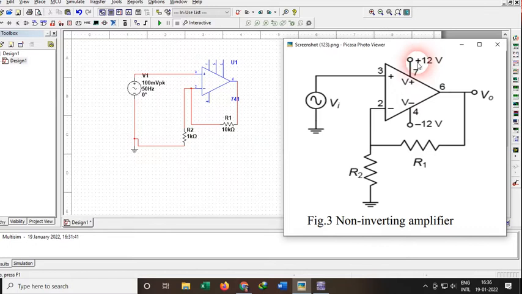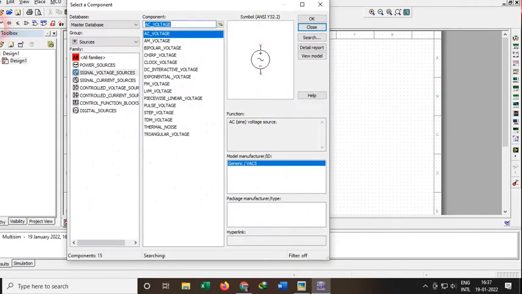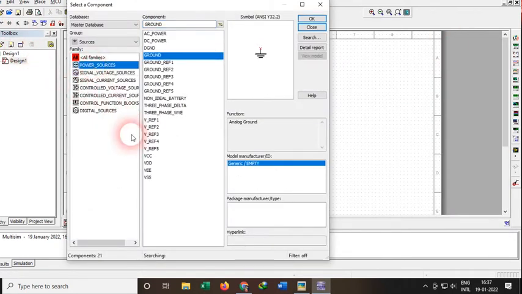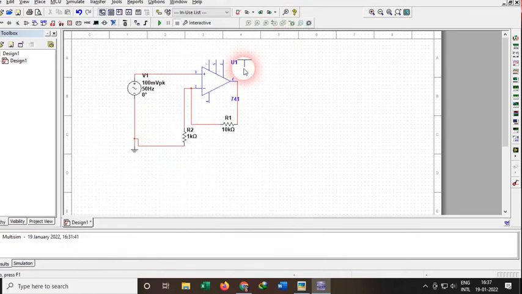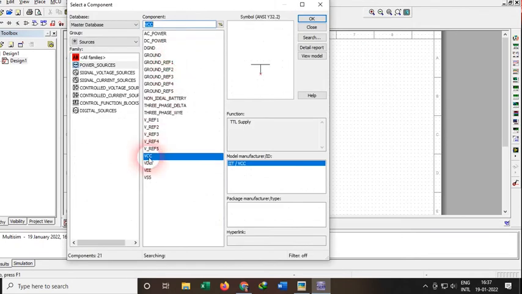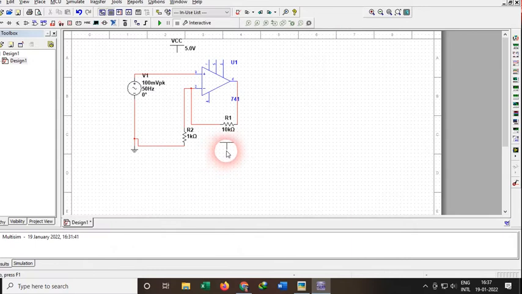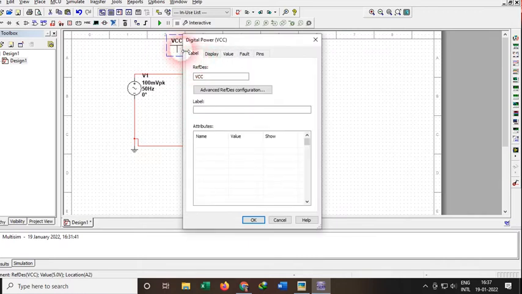Now I need to give plus 12 volt and minus 12 volt to pin number 7 and 4 respectively. For that, I am just going to take the power source here. I would take VCC, suppose here, and another VCC also here. So just close it. Both names are VCC. So firstly we need to change the name, and then we will change the value, because in Multisim with a single name we can't have two different values of the same VCC.